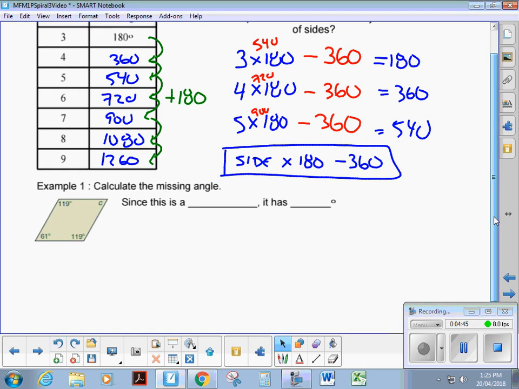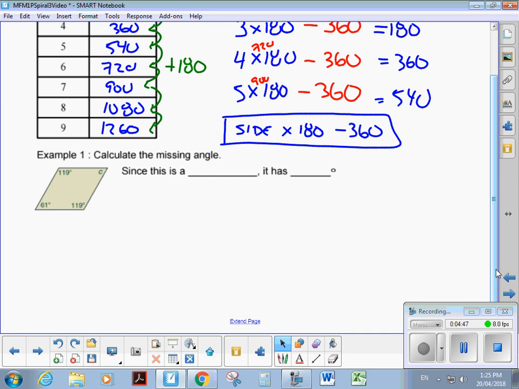All right, so let's try some examples here. Example 1. This is a four-sided shape, or quadrilateral. This is four-sided. I don't want to write the word quadrilateral, can't spell it. It has 360 degrees. So any four-sided shape has 360 degrees.